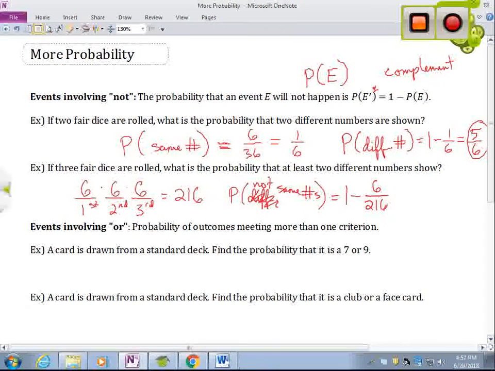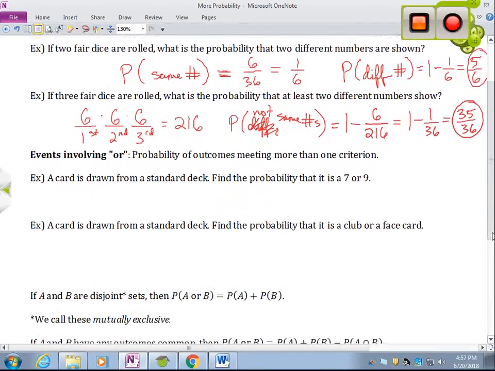Because again, we could have all 1s, all 2s, all 3s, all 4s, all 5s, or all 6s. 6 out of 216 does reduce to 1 out of 36. So I have 1 minus 1 out of 36, which is 36 over 36 minus 1 over 36, which is 35 over 36. Okay? So again, here's an example where it's a lot more efficient to count the rest and then subtract that from the total to get the probability that we want.